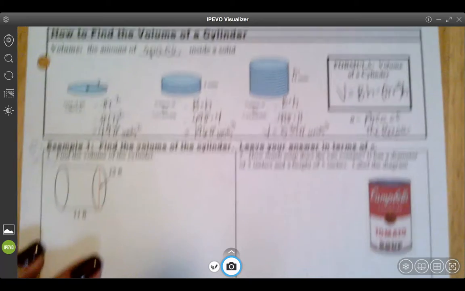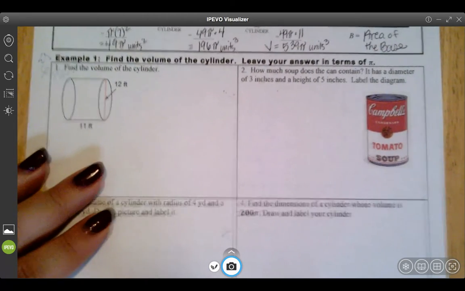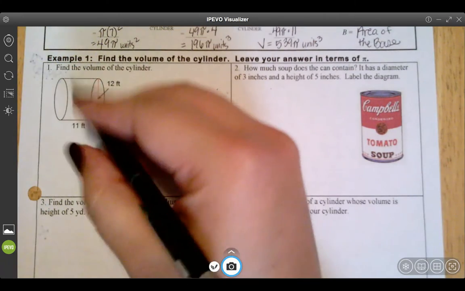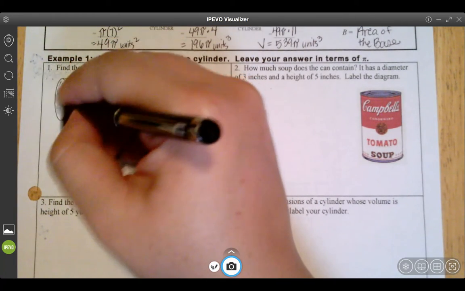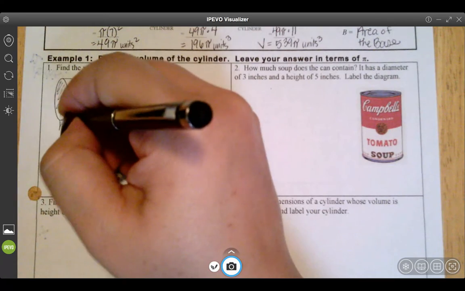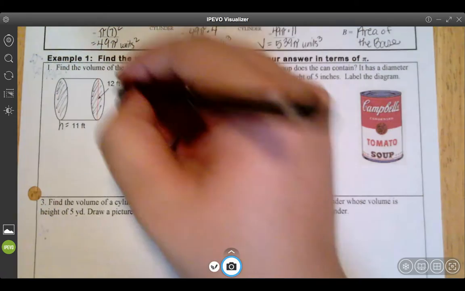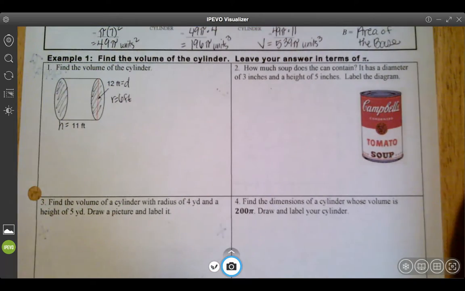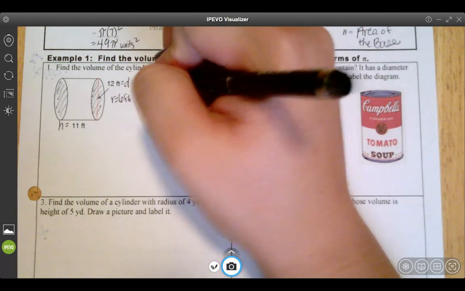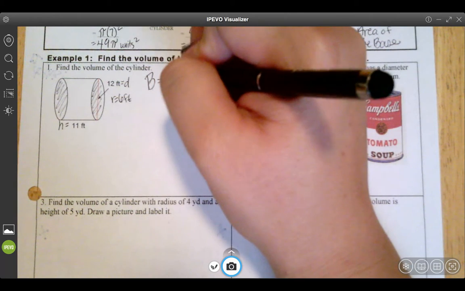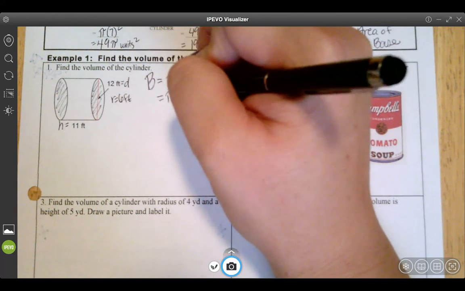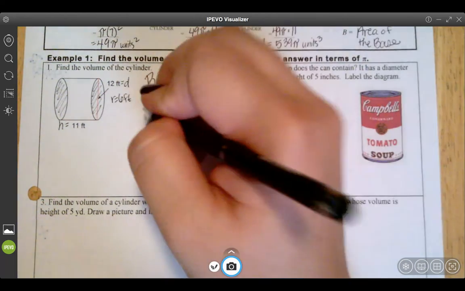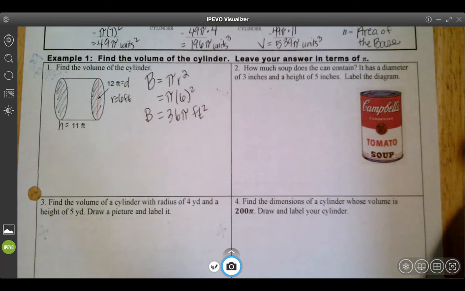So let's take a look at some cylinders. On number 1 here, we're trying to find the volume of a cylinder. We are given our bases that are circles. The height is the distance between those two bases, so it's 11. 12 is our diameter, so our radius is 6. We need to find the area of the base first. Base is pi r squared. Our radius is 6. So that leaves us 36 pi. Our units are feet. So the base is 36 pi square feet.